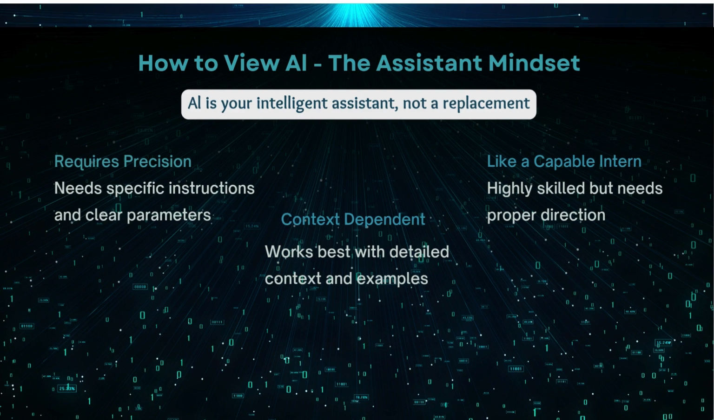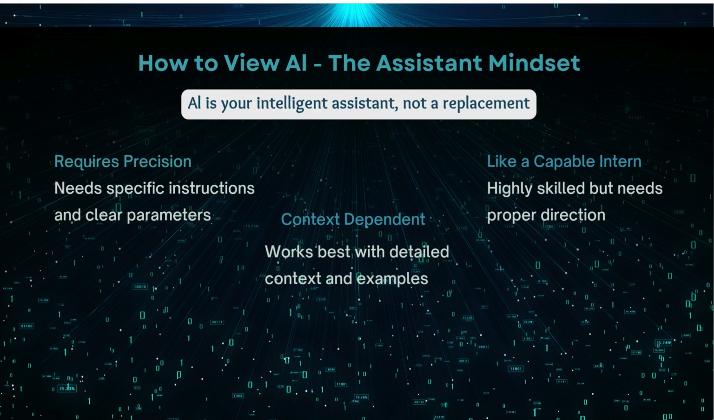When we think about working with AI, it really helps to view it through the assistant mindset. Think of AI as a capable intern. It's highly skilled, very fast, and can handle a wide range of creative and technical tasks. But just like an intern, it requires precision in how you guide it. If you don't give clear instructions or set specific boundaries, it may wander off and create something on its own, which could include mistakes or results you didn't expect.